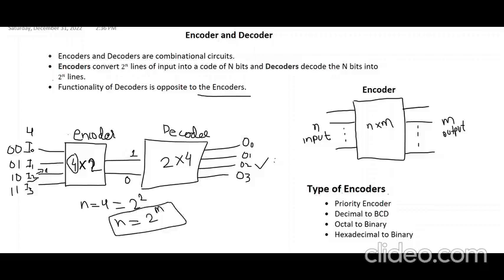Now there are different types of encoder. The first is priority encoder. It is also a very important concept. We'll try to study it in the next tutorial. The second is decimal to BCD. The third is octal to binary, and the fourth is hexadecimal to binary. So these are the types of encoder.